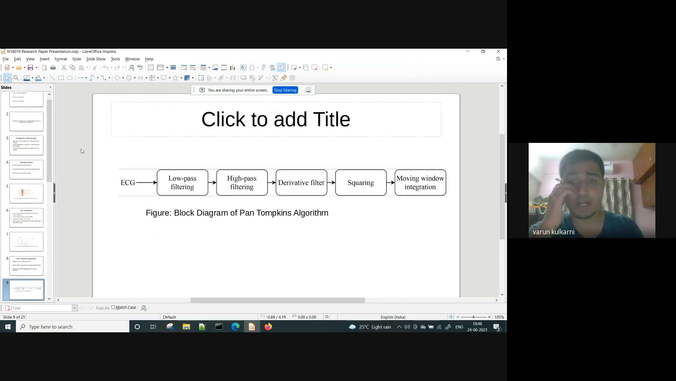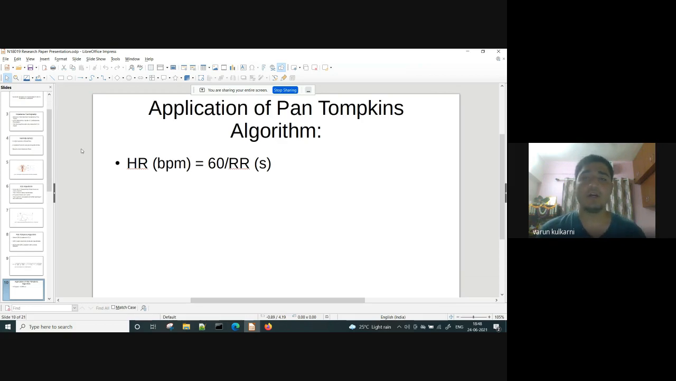Here we can see the block diagram of the Pan-Tompkins algorithm. First the ECG goes through a low pass filter, then a high pass filter, then a derivative filter, then squaring takes place, and finally the moving window integration. Now coming to the application of the Pan-Tompkins algorithm, here you have a formula where HR in BPM is equal to 60 upon RR. The Pan-Tompkins algorithm can be used to calculate the heart rate, where BPM is beats per minute.